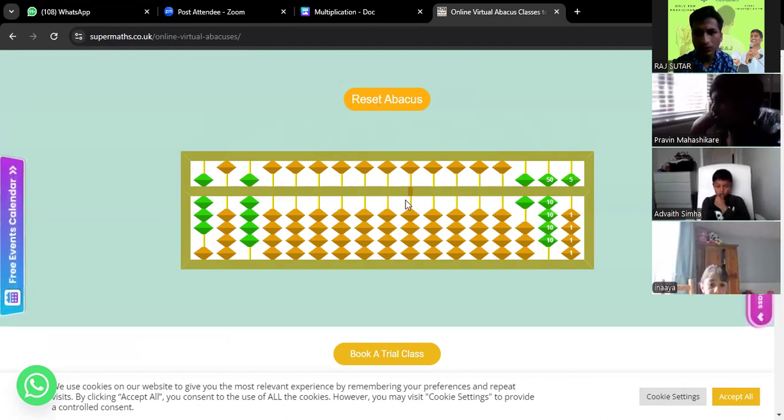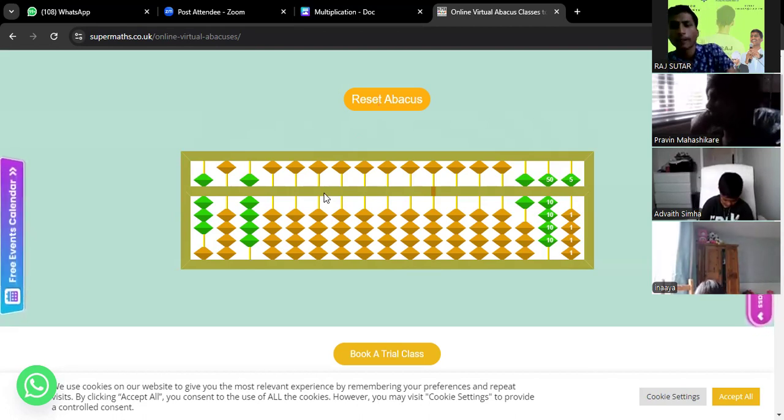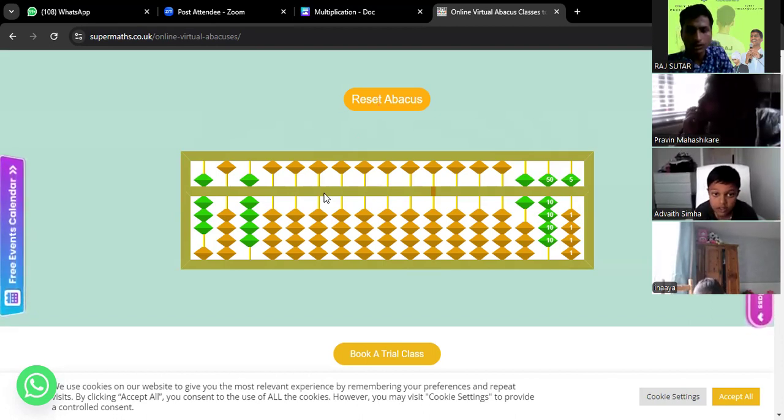So let's take this as the units place. 1, 2, 3, 4, 5, 6. This is the sixth rod, okay? On which rod do we have to start writing the answer now? 3 digit multiplied by 3 digit? The 6th rod, yes, Advait. On the 6th rod we will start writing the answer.